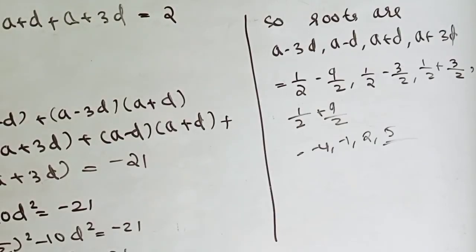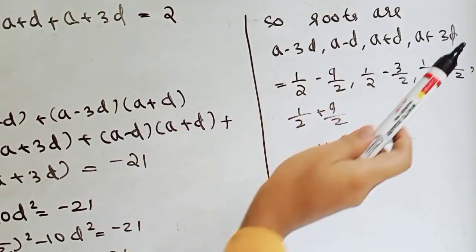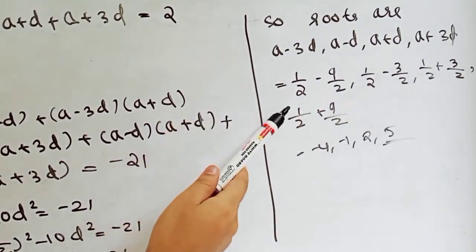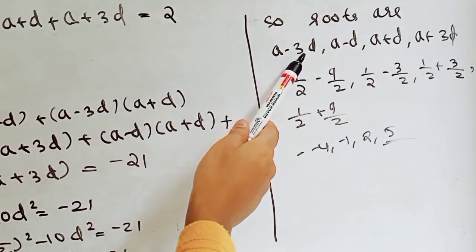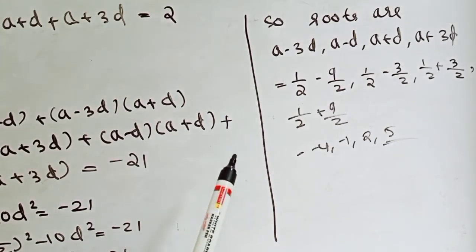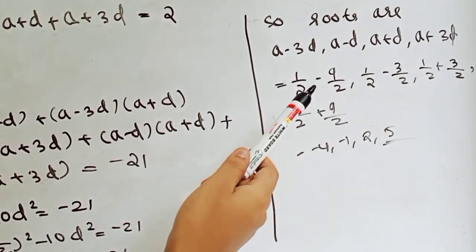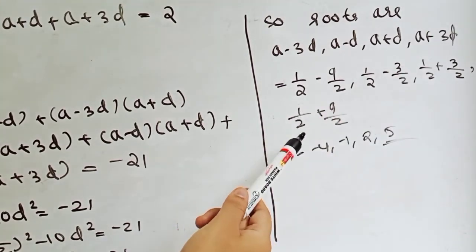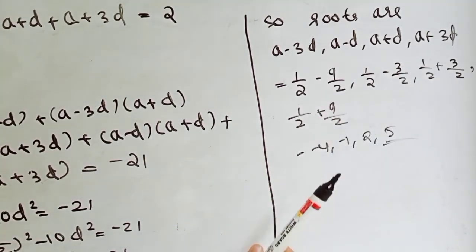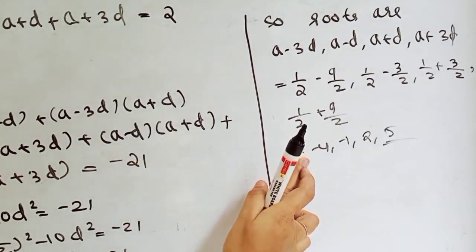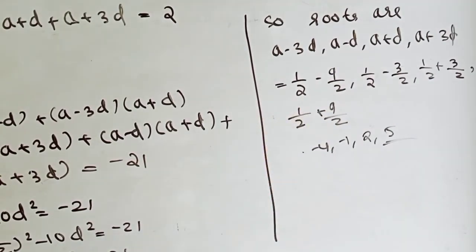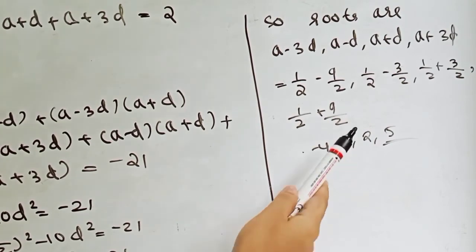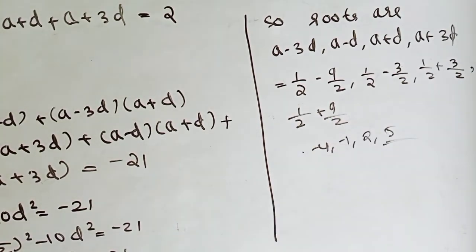So the roots are a minus 3d, a minus d, a plus 3d. Right? So a is 1 by 2. 1 by 2 minus 3 into d, where d is 3 by 2 plus or minus 3 by 2. So 1 by 2 minus 9 by 2, 1 by 2 minus 3 by 2, 1 by 2 plus 3 by 2, 1 by 2 plus 9 by 2. 1 by 2 minus 9 by 2 is minus 8 by 2, that is minus 4. So the roots are minus 4, minus 1, 2, 5. Okay, hope you got this problem. Now we can solve another problem.